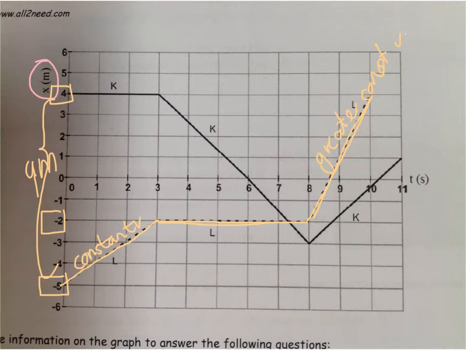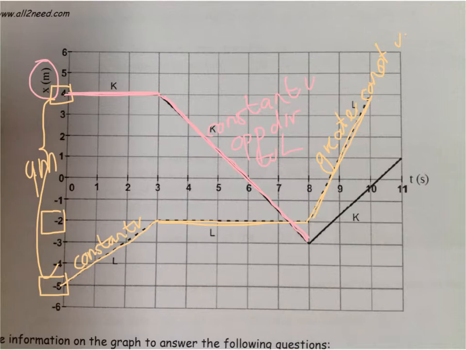If I now take a look at K, K stays in one place. He stays at the 4 meter mark for 3 seconds. Then what happens is he moves in the opposite direction. So this is negative velocity, but the negativeness is meaning that it's going in the opposite direction, not that he's somehow undoing his journey or anything like that. So this is also a constant velocity, but in the opposite direction to L.